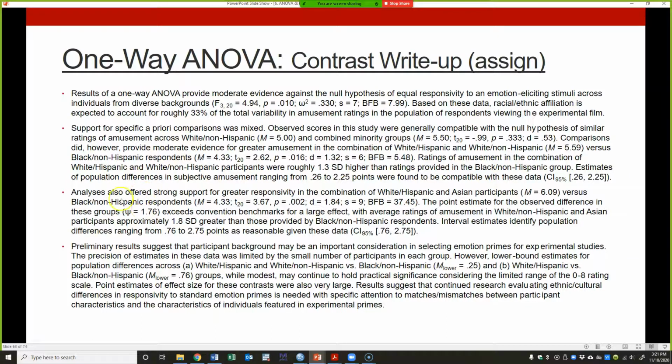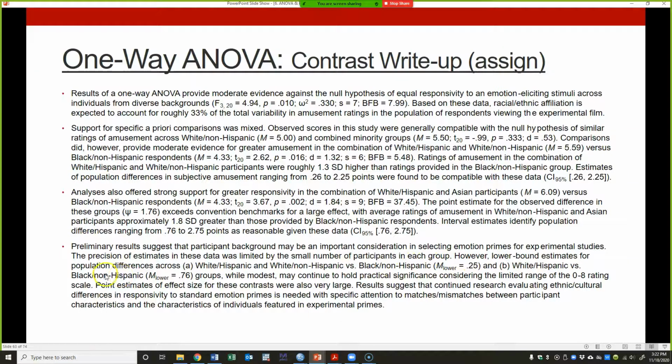So we've gone through and talked about that. Then I'm going to say also strong support for greater responsivity in the combination of white, Hispanic, and Asian participants versus black non-Hispanic respondents. Again, the point estimate, 1.76, exceeds conventional benchmarks for a large effect, with average ratings of amusement 1.8 standard deviations greater. Interval estimates identify population differences ranging from this to this, reasonable given the data, right? And then this is the piece where we pull it all together. We say preliminary results suggest that background could be an important consideration in selecting primes for lab-based studies, right? So based on what we got, this could be a thing, right? Precision of estimates in these data were limited by the small number of participants in the group.